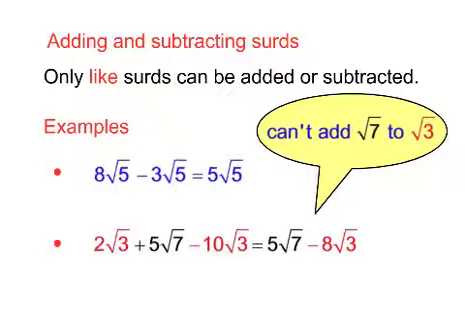However, if we have this question where we have 2 root 3 plus 5 root 7 minus 10 root 3, notice there are two different surds here, a root 3 and a root 7. So we have to keep those separate in our answer. So that gives us 5 root 7 minus 8 root 3.